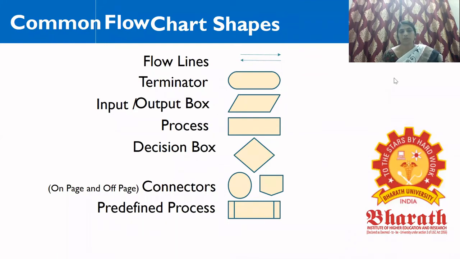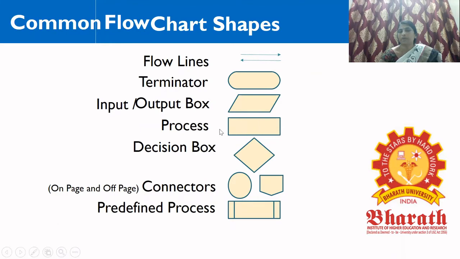Next comes the flowchart. A flowchart is the diagrammatic representation of the algorithm. The common flowchart shapes are the important ones. Flow lines indicate the data flow. To start with, we use the terminator to start and stop. It is going to be a rounded rectangle shape. And then the next one is the input output box, a parallelogram.